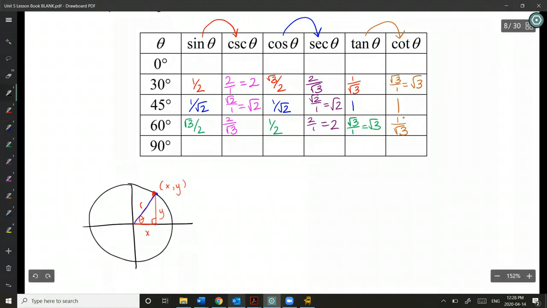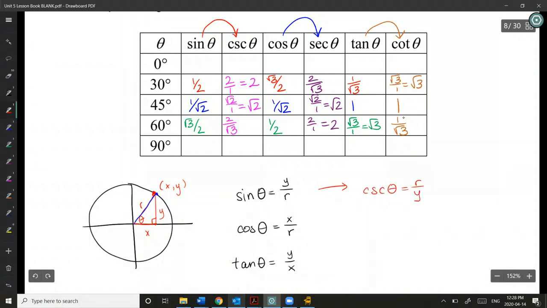So we talked about how the sine of theta is opposite over hypotenuse, or in this case, y over r. Cos of theta is equal to x over r, and tan of theta was equal to y over x. Okay, similarly, that means that the reciprocal ratios, cosecant theta is equal to r over y. Secant theta would be equal to r over x, and cotangent theta would be equal to x over y.